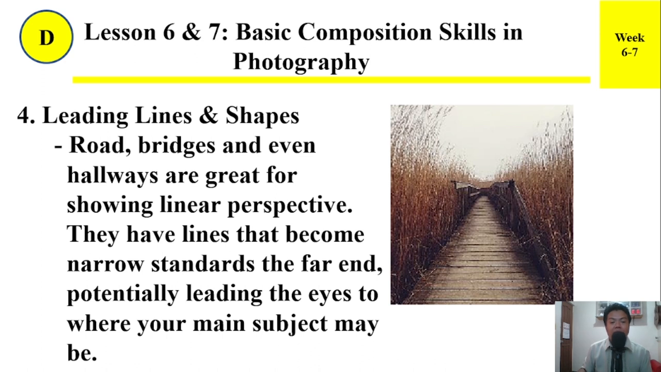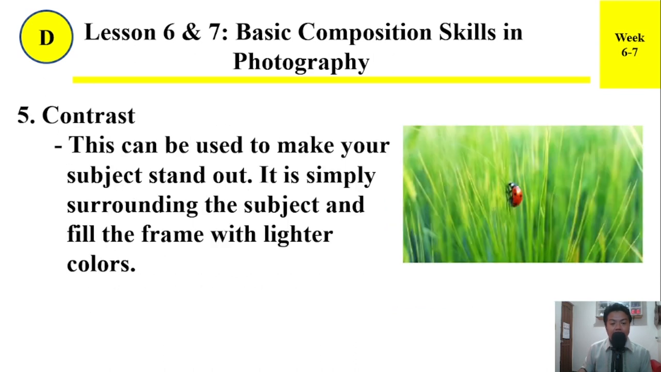Number 4. Leading lines. Roads, bridges, and even hallways are great for showing linear perspective. They have lines that become narrower toward the far end, potentially leading the eyes to where your main subject may be. Number 5. Contrast. This can be used to make your subject stand out. It is simply surrounding the subject and filling the frame with a lighter color.